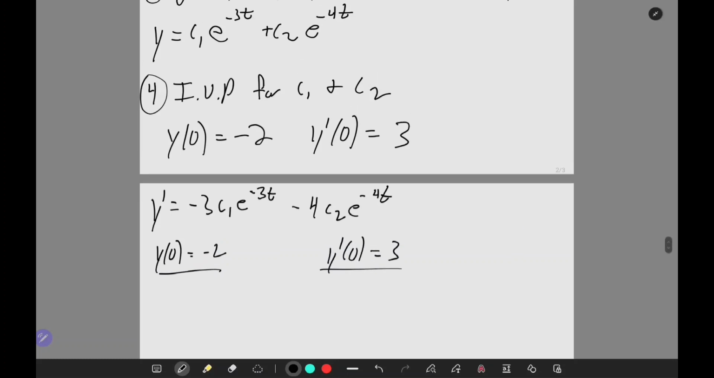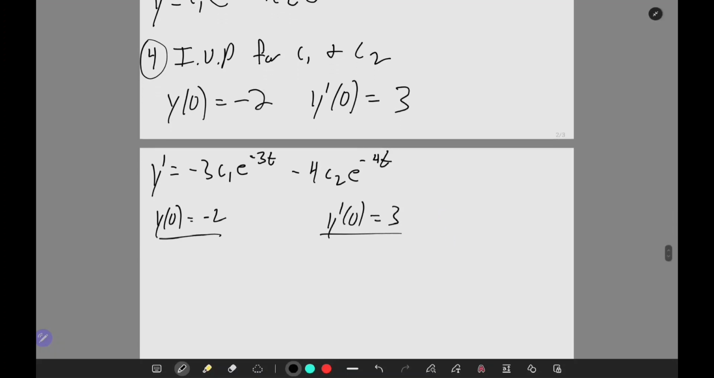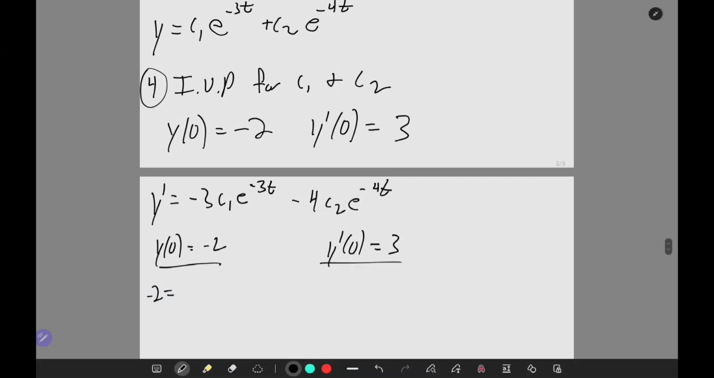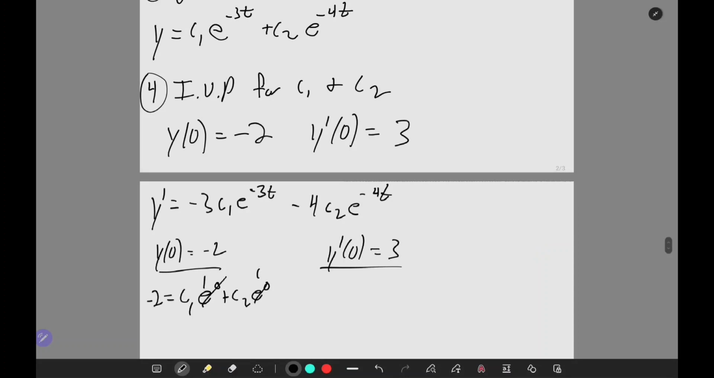So if we do the first one here, y is negative 2. So we have negative 2 is equal to c1. If t is 0, right, then that's going to become c1 times 1. Because remember, e to the 0 is 1. I'll write it out for this first one. Plus c2 e to the 0, right, which is also just 1. Now y prime, so we have 3 equals negative 3 c1 minus 4 c2.